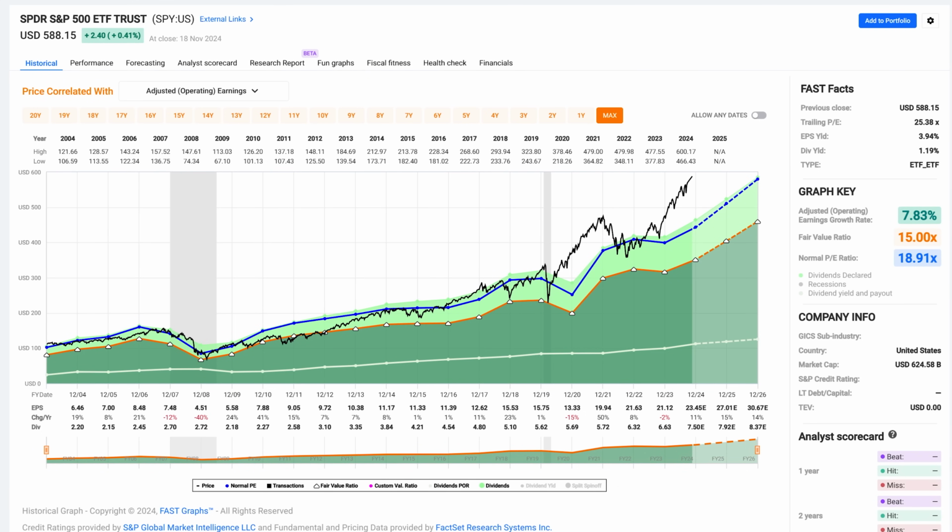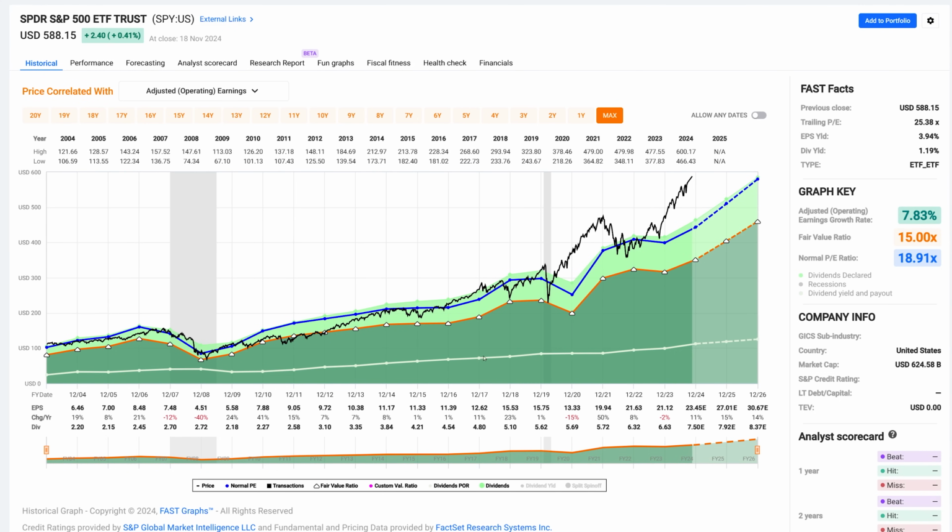What I want you to understand about how FastGraphs works is that it's a great research tool, but it can also teach you how to be a better investor. There are two critical lines on this graph that I want you to be aware of. There's the blue line, which is the normal price-earnings ratio over whatever time period I'm drawing. Here I'm going back to the beginning of 2004, and we've got the PE listed as 18.91. Anywhere the stock price touches this blue line, it would be trading at that 18.91.